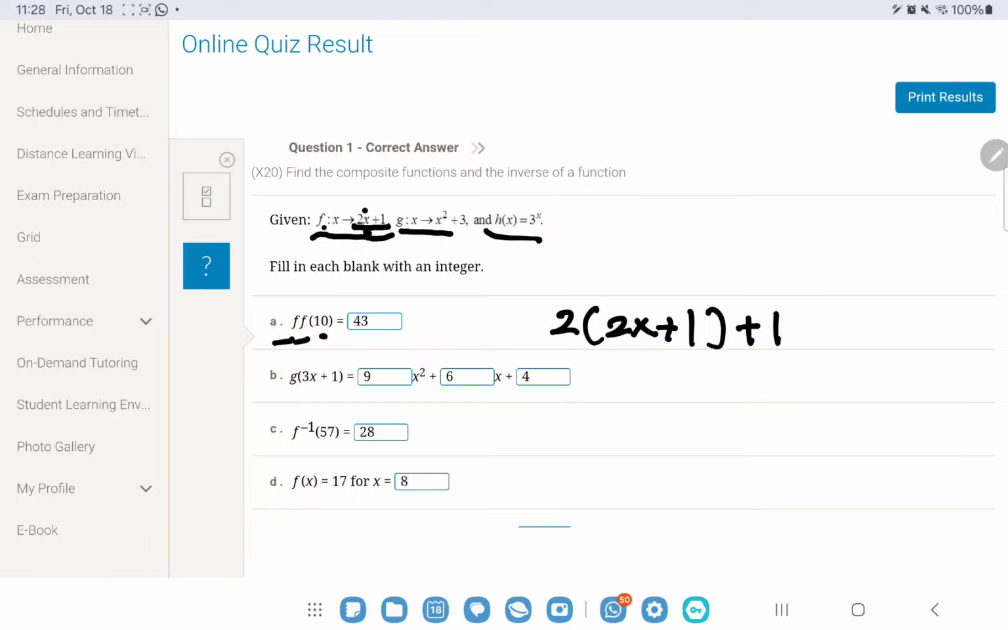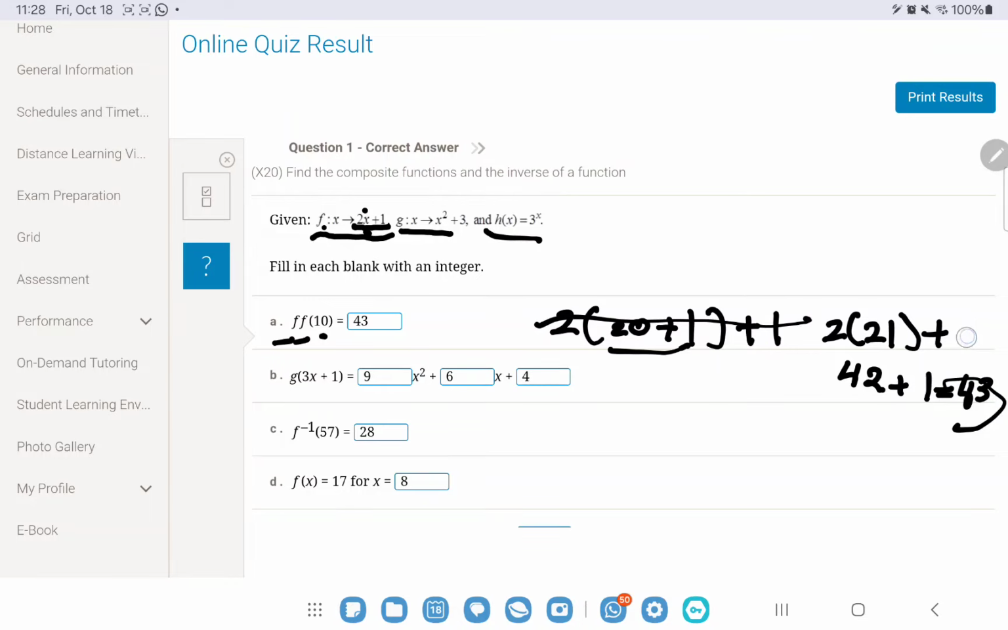plus 1. And now we need to solve, we replace x. When you replace x here, this is going to become 20, right? So let's solve for this. So 2 times 21 plus 1. So 2 times 21 is 42, plus 1 is 43. That's how you solve part A.